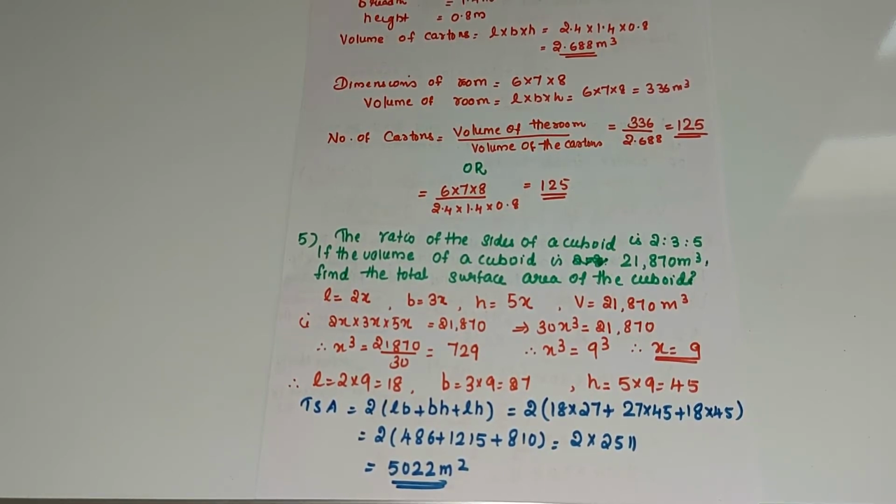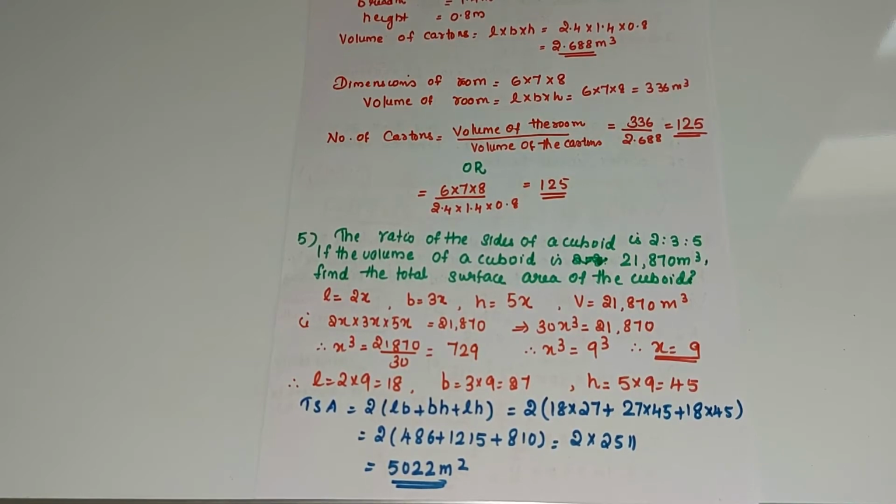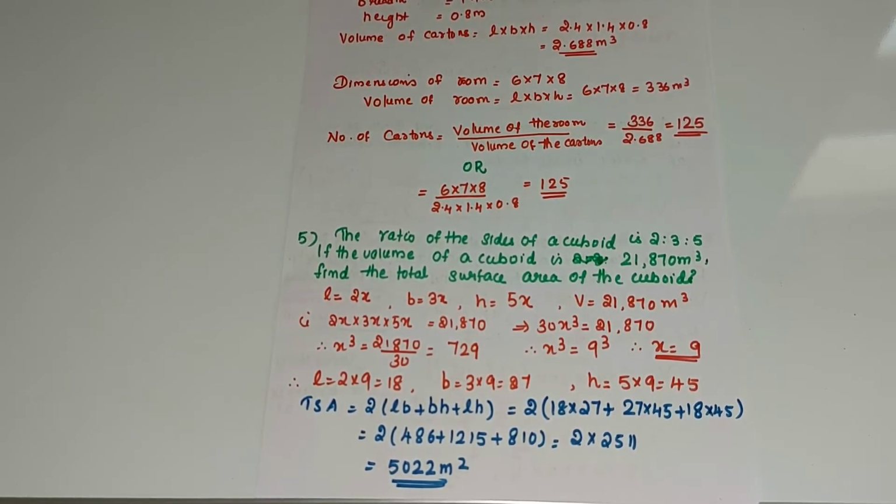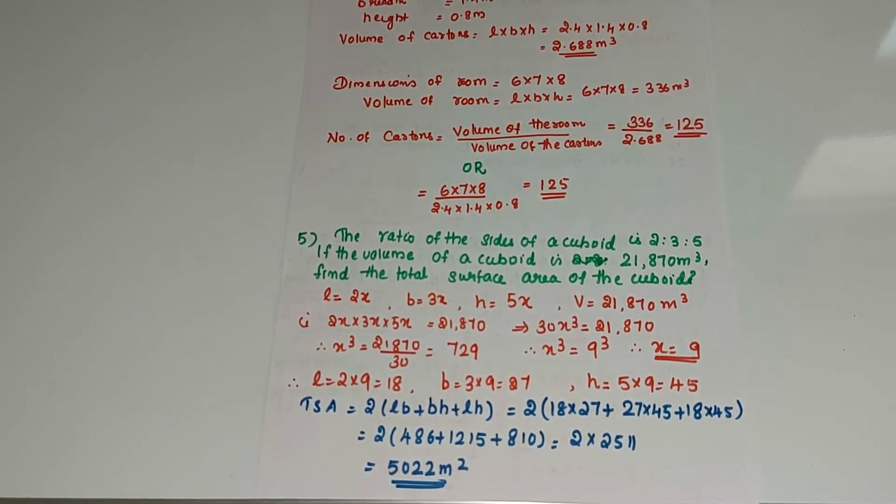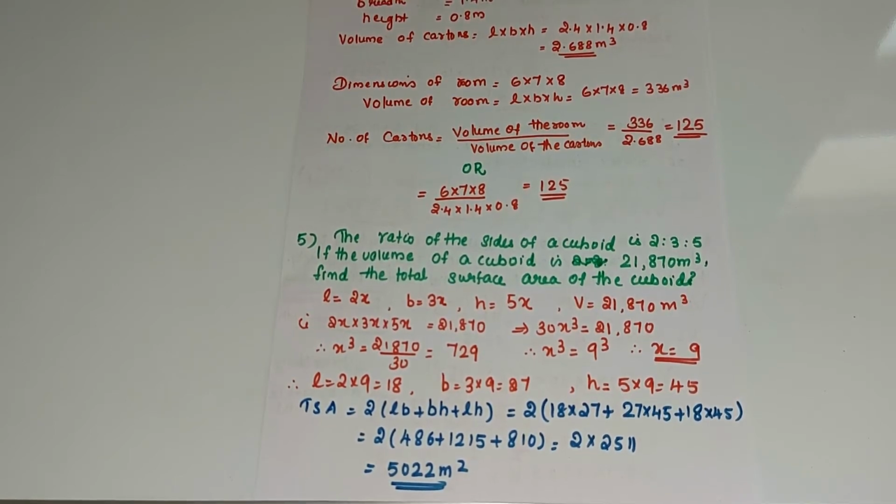You substitute in L, B and H. We will get L equal to 2 into 9 is equal to 18. Breadth equal to 27 and height is equal to 45. Now we got the length, breadth and height. Now you can substitute the values in the formula of TSA. TSA equal to 2 into (LB plus BH plus LH), equal to 2 into (18 into 27 plus 27 into 45 plus 18 into 45). So it's equal to 5022 meter square. So this is the total surface area of that cuboid.